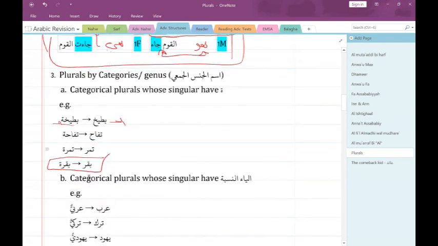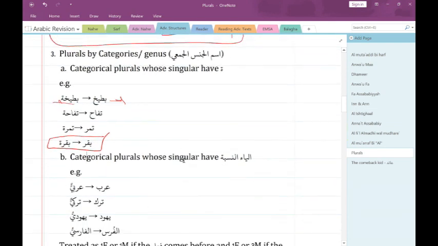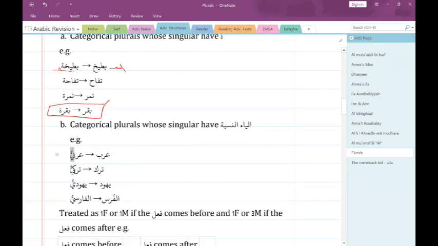All right. The other type of this kind of plural, ismul jins al-jam'i, is where you have the ya and nisba in the singular. So the first one is where you have ta marbuta in the singular. The second one is where you have a ya and nisba in the singular. For example, Arabiyun is one Arab man. The plural will be Arab. Arab is many Arab men.